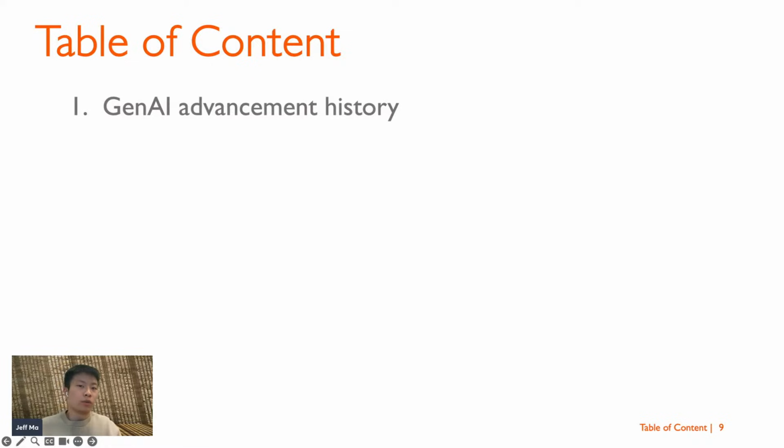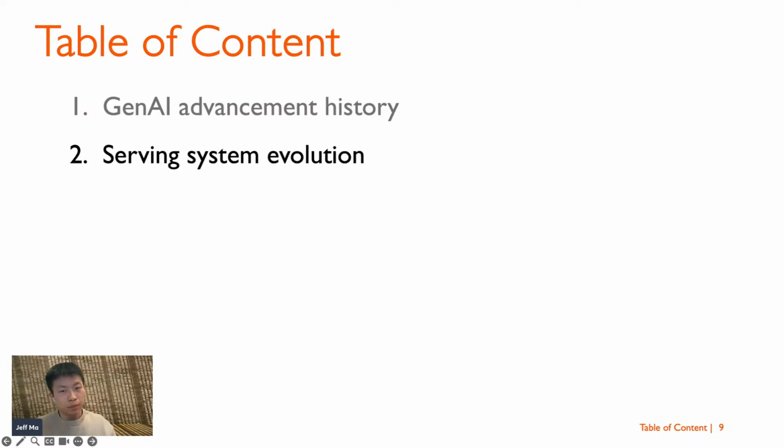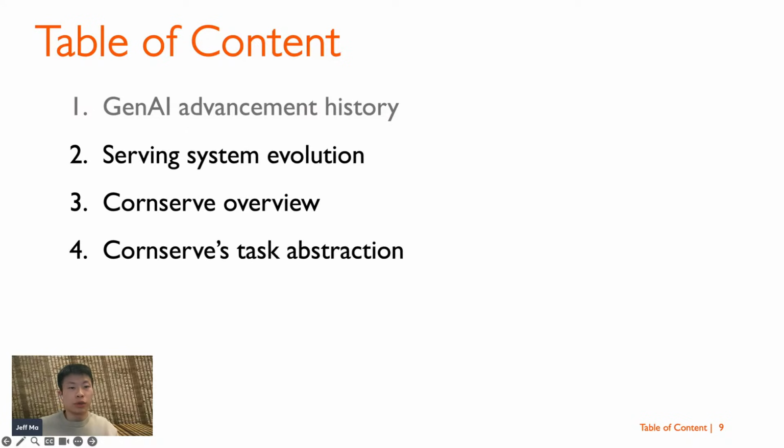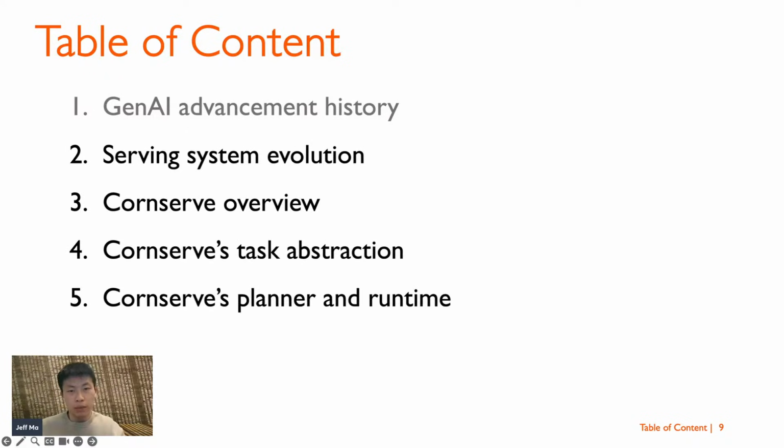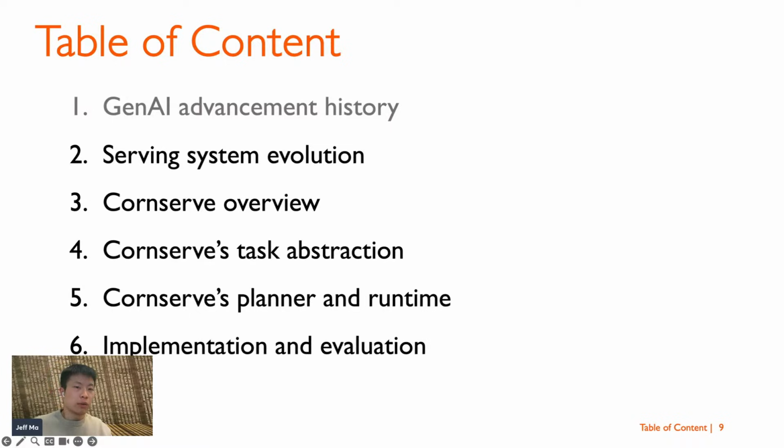Now, I've gone through the model advancement history, which is the first section of this talk. I will then walk through how serving systems evolve with these model advances, which will be the motivation of our project. Then I'll provide a quick overview of our system, including our task abstraction, the planner, and the runtime. And I will dive into them in order. And finally, I will talk about how we implemented Cornserve and share some preliminary evaluations.